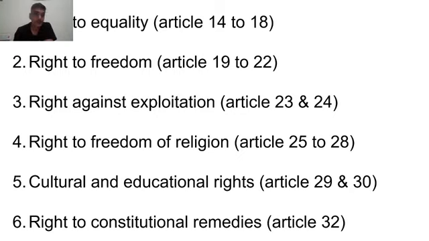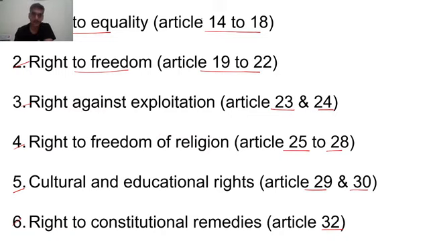Now, the first fundamental right which we are having is right to equality, which is being provided under Article 14 to Article 16. Second right is right to freedom under Article 19 to 22. Third is right against exploitation under Article 23 and 24. Fourth is right to freedom of religion under Article 25 to 28. Fifth is cultural and educational rights under Article 29 and 30. And the sixth one is your right to constitutional remedies under Article 32. So these are the fundamental rights, six fundamental rights which are available to us by the Constitution.